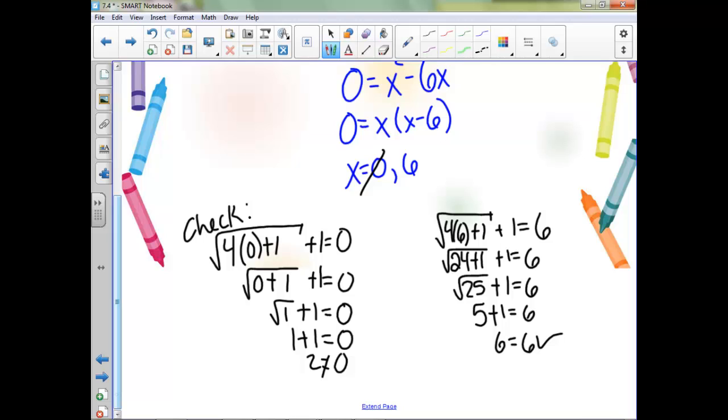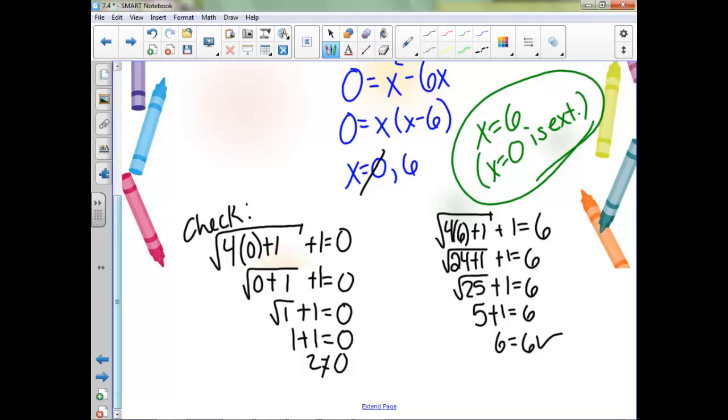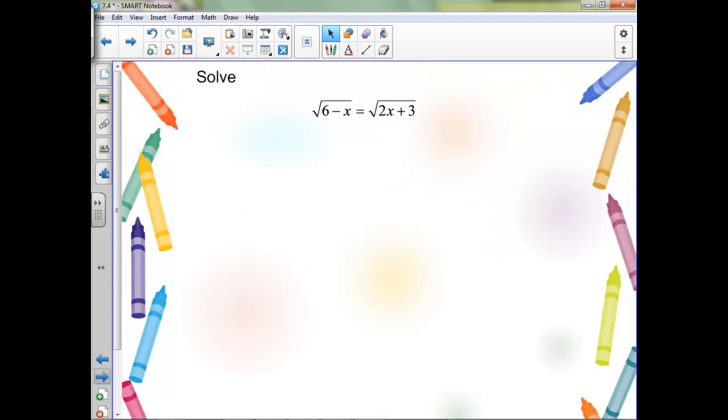So what this means is that our solution is x equals 6, but we need to state that we had x equals 0, but that was extraneous. So just like in chapter 6 we had equations with extraneous answers, we'll have extraneous answers in this section as well. And that's why we have to double check our answers.